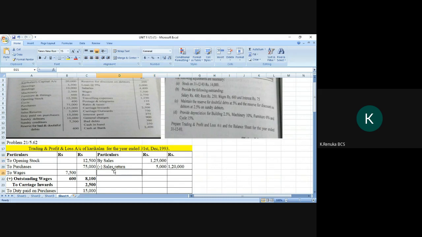And then we don't have any incomes in the business, so we need to close the account by putting closing stock, trading account. So we need to close it with closing stock. Closing stock has been given in the adjustment, that is 14,000, to be entered in the outer column.